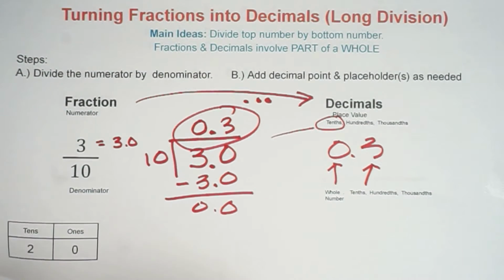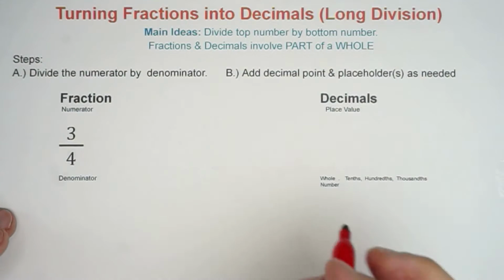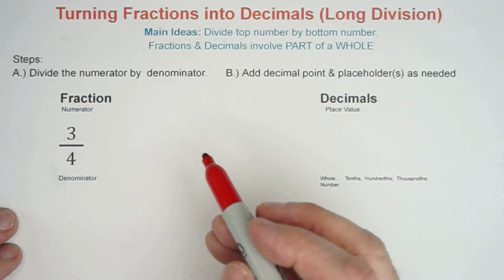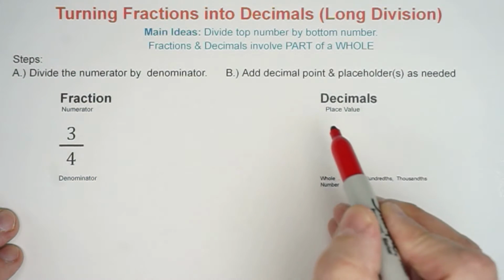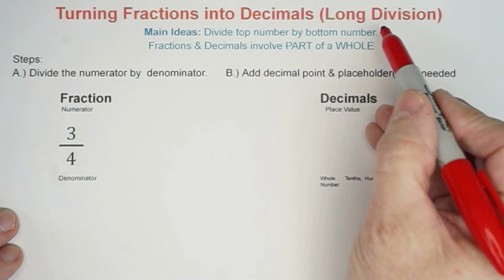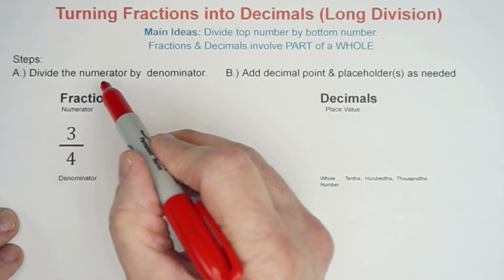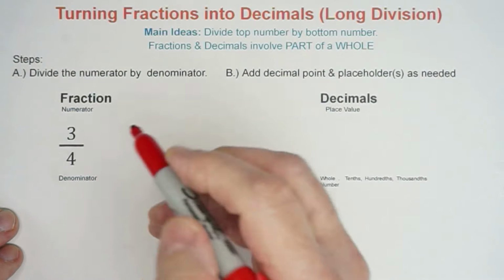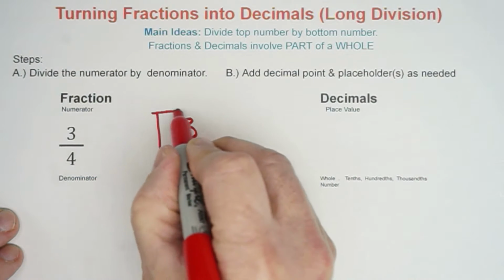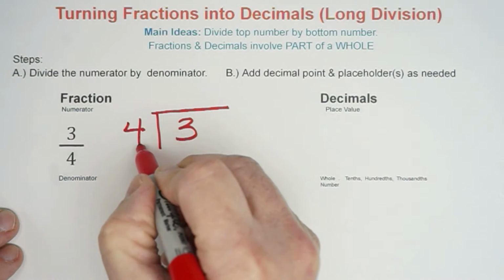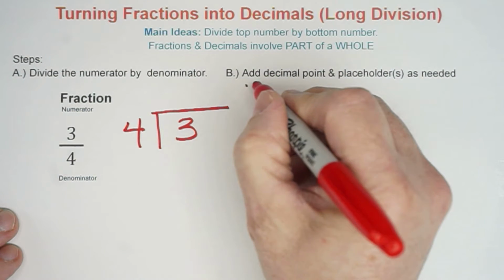Okay, let's try another one. This one's just a tad harder because it's going to involve 2 decimal places, so 3/4, and we want to turn it into a decimal using our long division strategy. First, we're going to divide our numerator by the denominator. So it's going to be 3 divided by 4. Again, I can illustrate that.